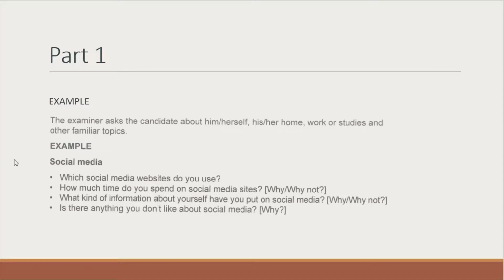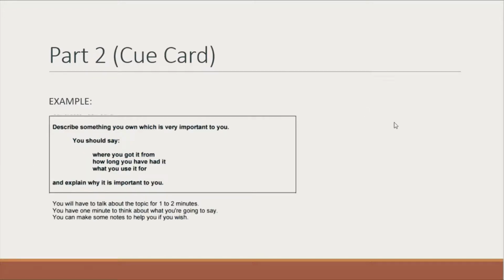So after part 1, this is part 2, which is the cue card, and this is the most important, right? So this type of cue card is given to you and there's a topic mentioned on it. Like in this example, describe something you own which is very important to you. Now you should say where you got it from, how long you have had it, what you use it for, and explain why it is important to you. Now you will have to talk about the topic for 1 to 2 minutes. You have 1 minute to think about what you are going to say. You can make some notes to help you if you wish.